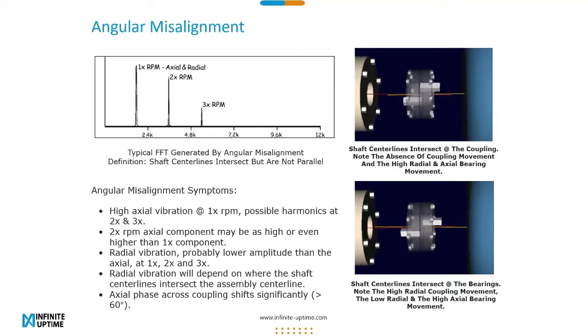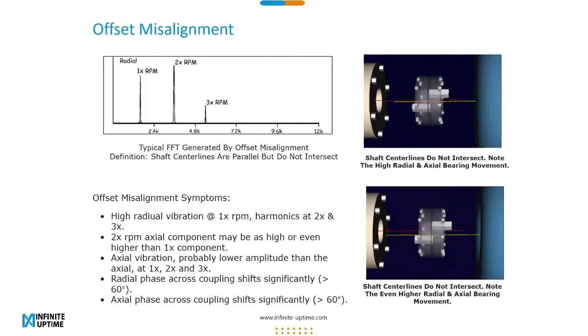Shaft center lines intersect at the coupling. Note the absence of coupling movements and the high radial and axial bearing movement. Shaft center lines intersecting at the bearings. Note the high radial coupling movements, the low radial and the high axial bearing movements.